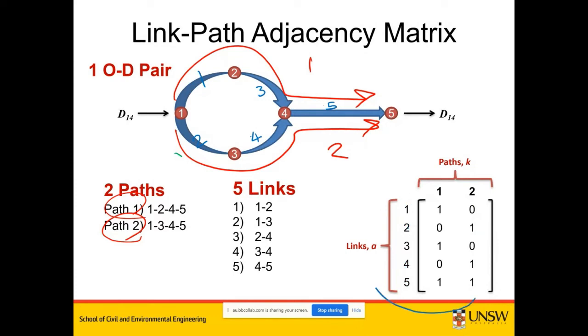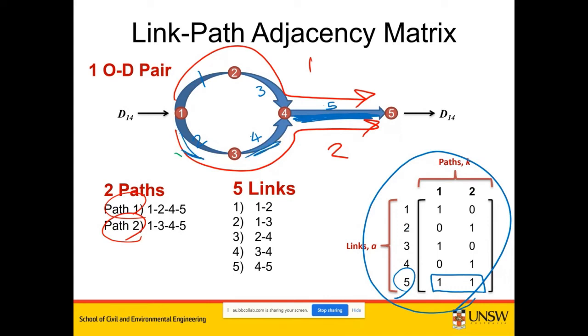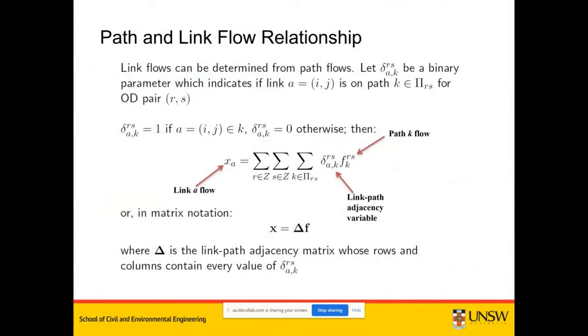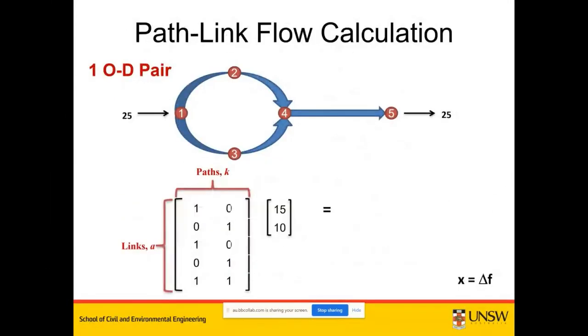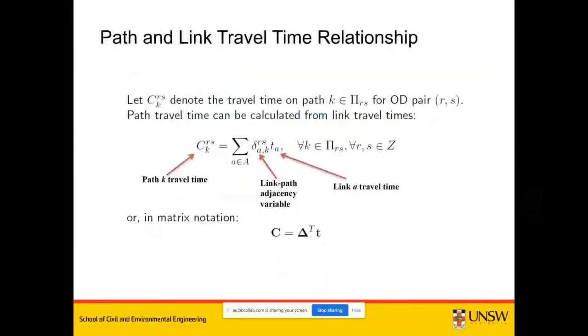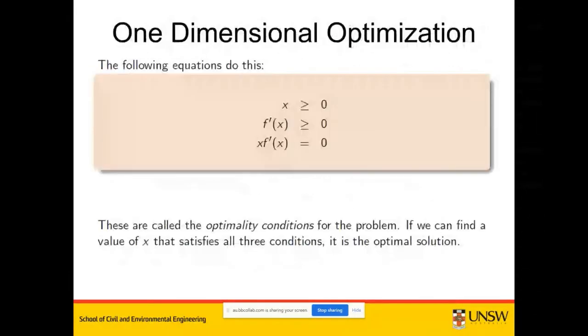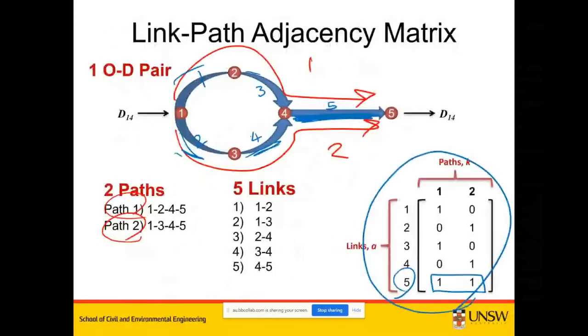This matrix tells us which links belong to which paths, okay? And there could be some links that are shared between two different paths, like link 5 is a shared link between path 1 and path 2, while links 2 and 4 are only used by path 2, and links 1 and 3 are only used by path 1. All of that was notation to get to this point, because we want to formulate the user equilibrium problem as an optimization problem. That's why we're doing all of this.